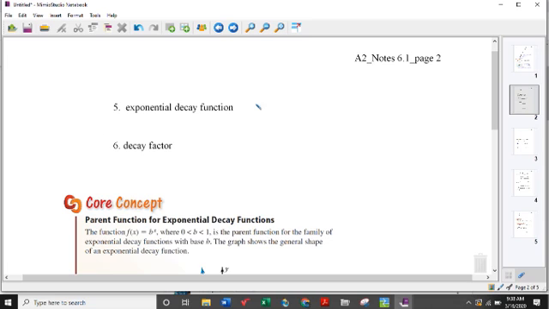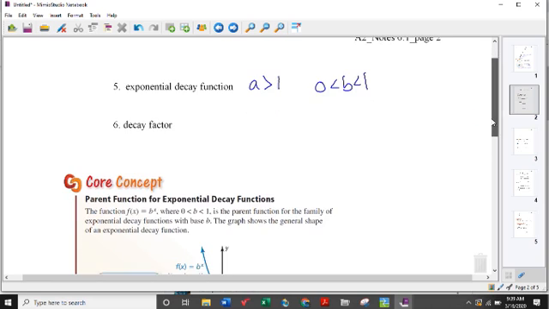So an exponential decay function is where a is still greater than 1 and b is something between 0 and 1, aka a fraction. Must be greater than 0 and less than 1, because something else happens when a is negative.